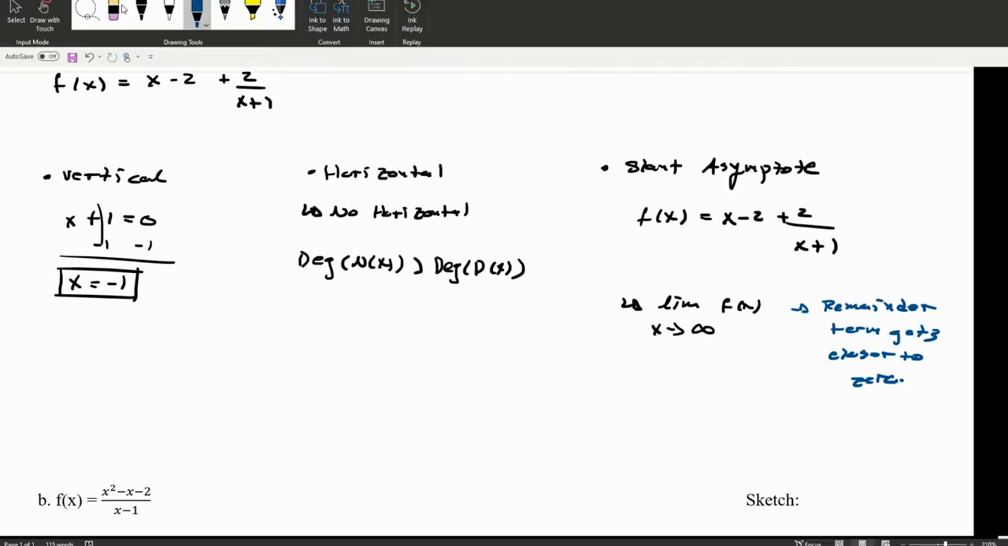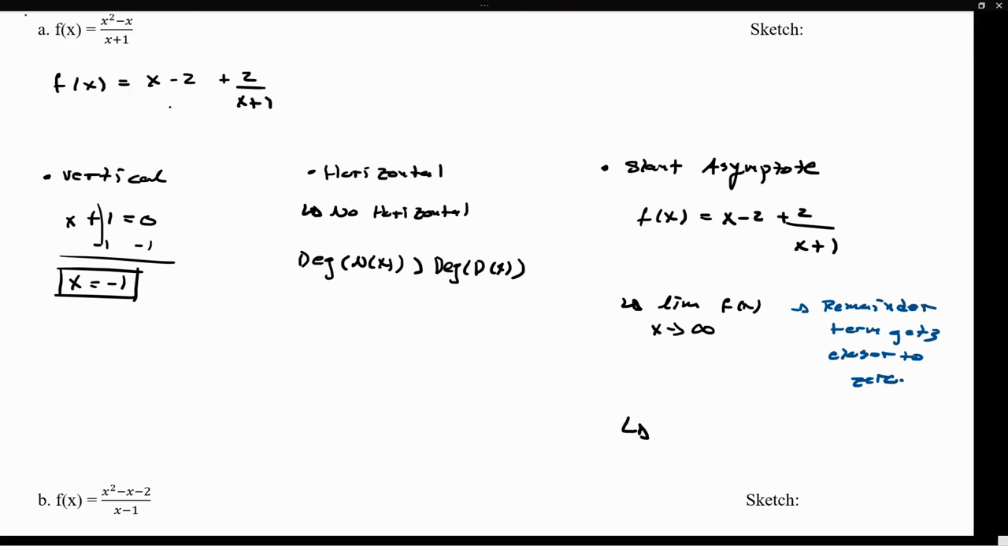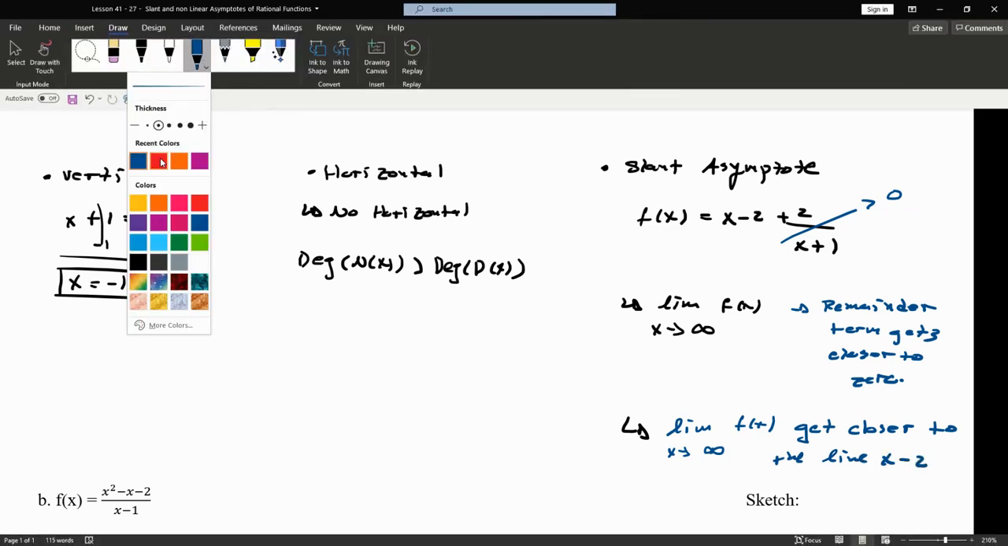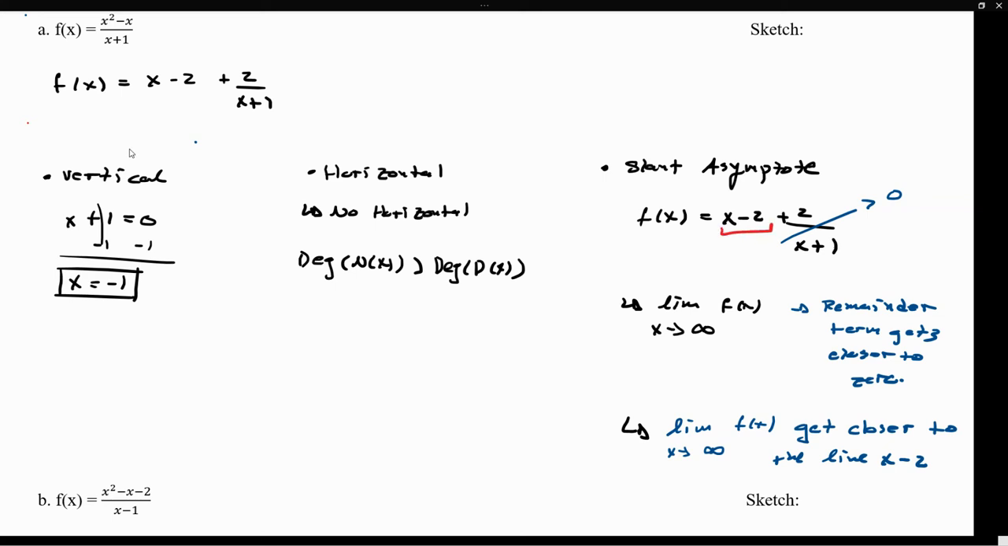So my conclusion then is that if the remainder term, as x is getting larger and larger, just gets closer and closer to 0, then we can say that the limit of f of x, as x gets infinitely larger, just gets closer to the line x minus 2, which is what we had in our result from the long division.